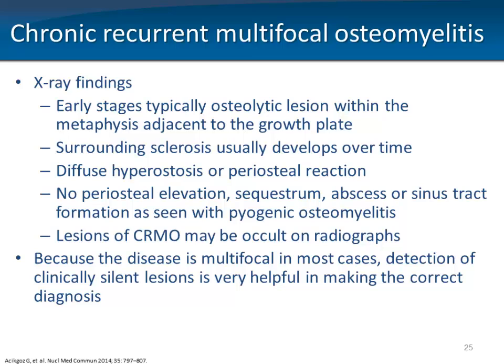So the X-ray findings, as I said, are initially osteolytic, with surrounding sclerosis developing over time. There can be diffuse hyperostosis or a periosteal reaction. However, what you do not see are the typical signs of pyogenic osteomyelitis. So there is no periosteal elevation, no sequestration, neither do you see abscesses or sinus tracts.